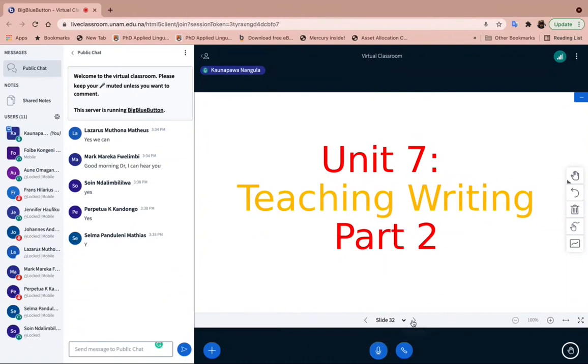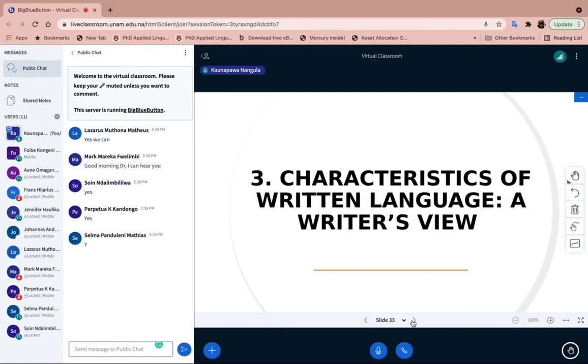Today we are going to cover as much as we can regarding unit 7. What we are looking at now is the characteristics of written language, but from a writer's view, whoever is writing. As our learners are writing, what are some of the characteristics of written language that can, in some ways, affect how they write, be it negatively or positively.